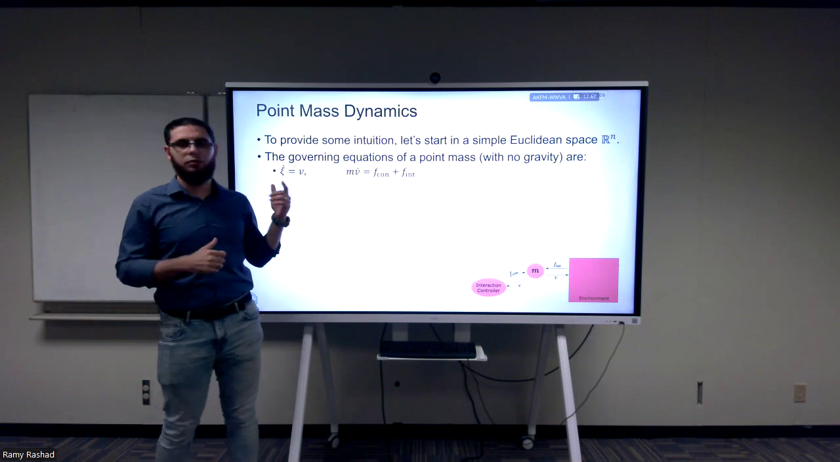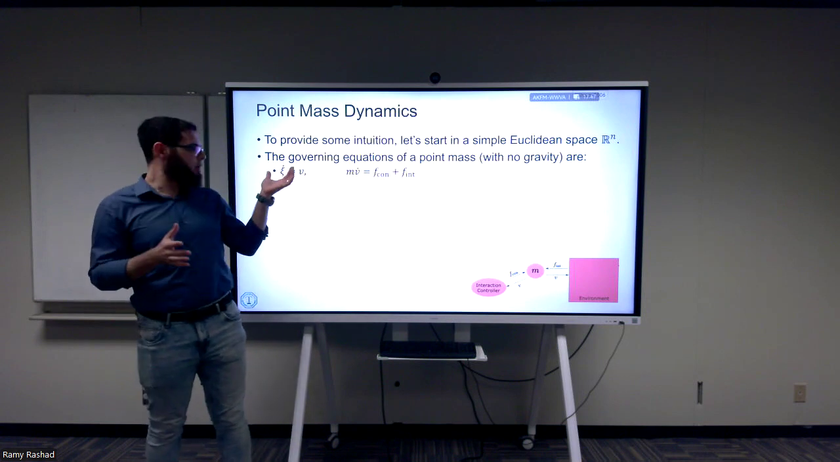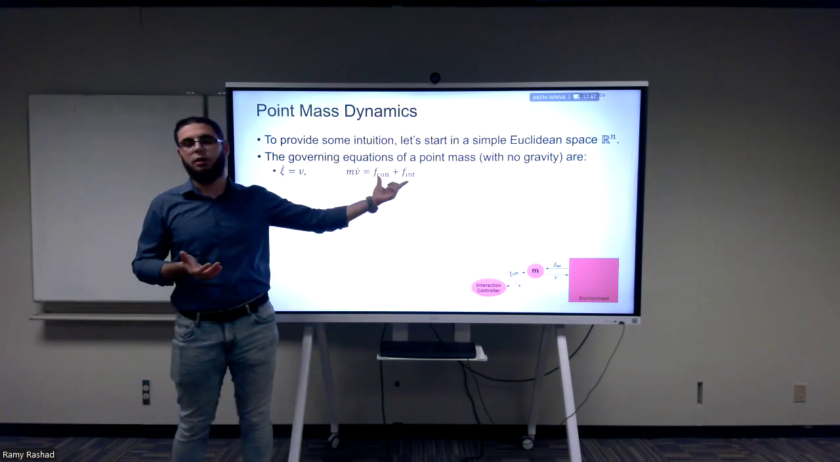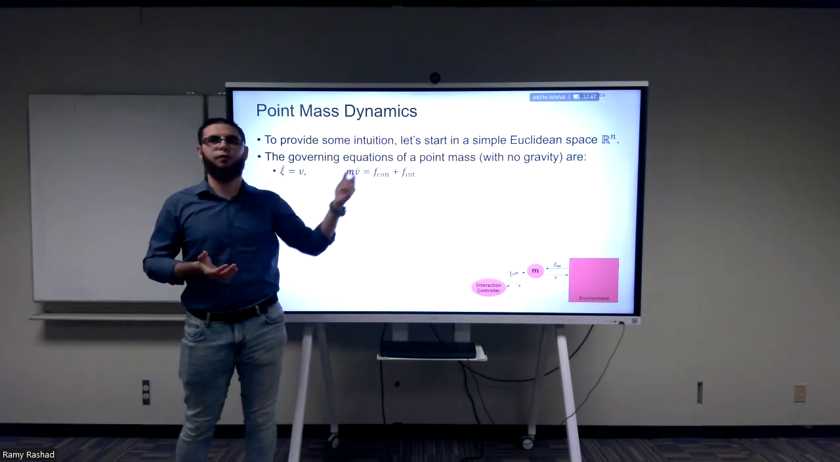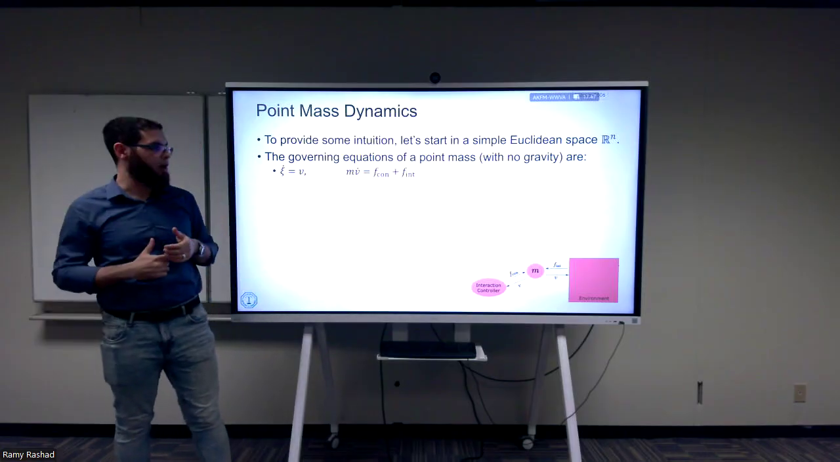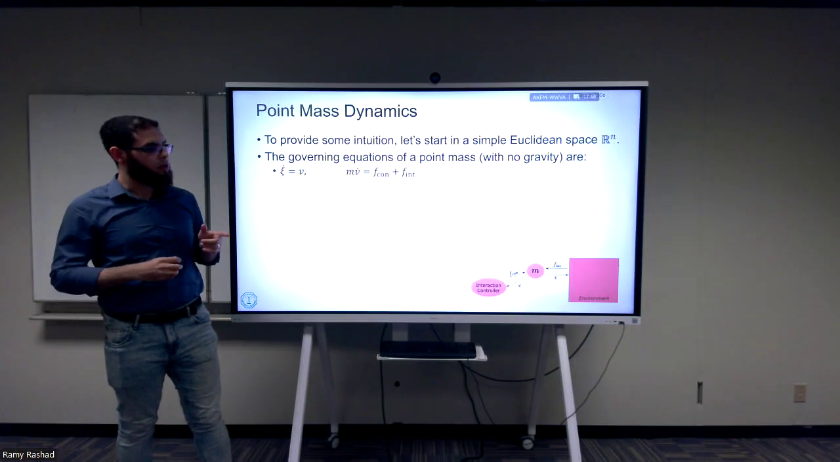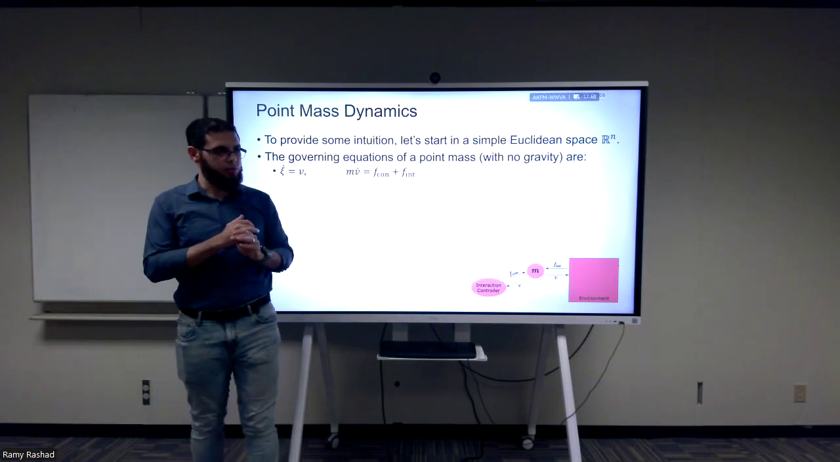The equations of motion of a point mass with no gravity are as simple as psi dot is equal to V, and m V dot is equal to the force from the controller plus the force from the interaction with the environment. When we say duality, we just mean dual spaces, that's all. This is one point of duality, the geometric duality.